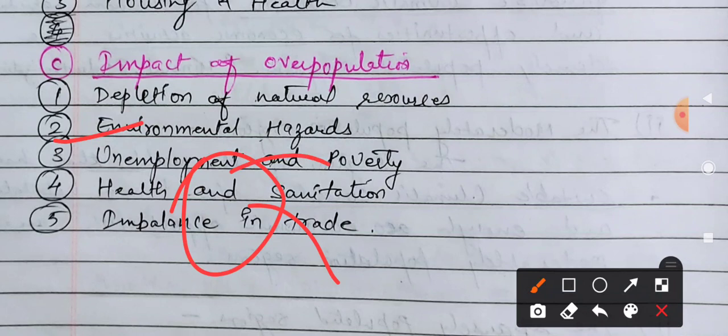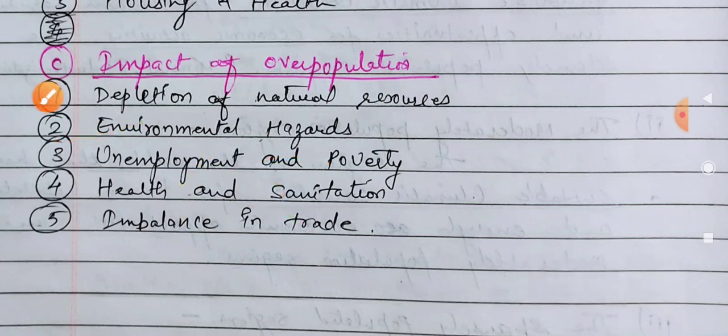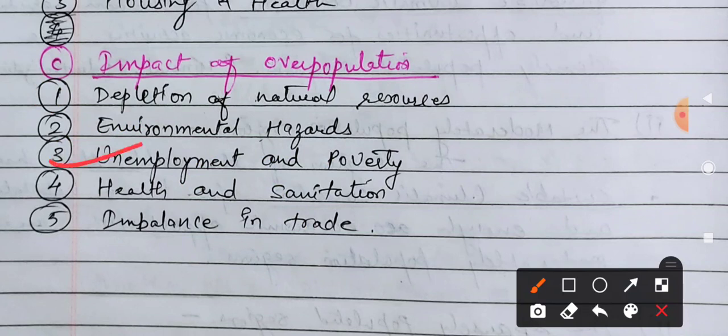You can easily understand. These are very common examples, things you can write even on your own. You only have to remember these points. If you remember these points, then it is very easy to understand and even write in the examination. Next one is unemployment and poverty. Obviously we have already discussed this.